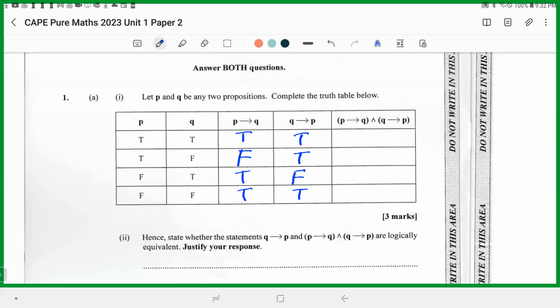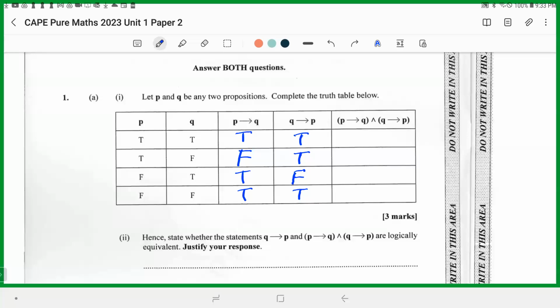And then here now, we're doing the and between these two. So we're doing this and that. Remember, this is the and, the conjunction, I think. I've not done this in a while, so excuse me if I'm not using some of the correct terms. Didn't teach pure maths at all for the past 2 years. But I think this is the conjunction, meaning and. I know it means and.